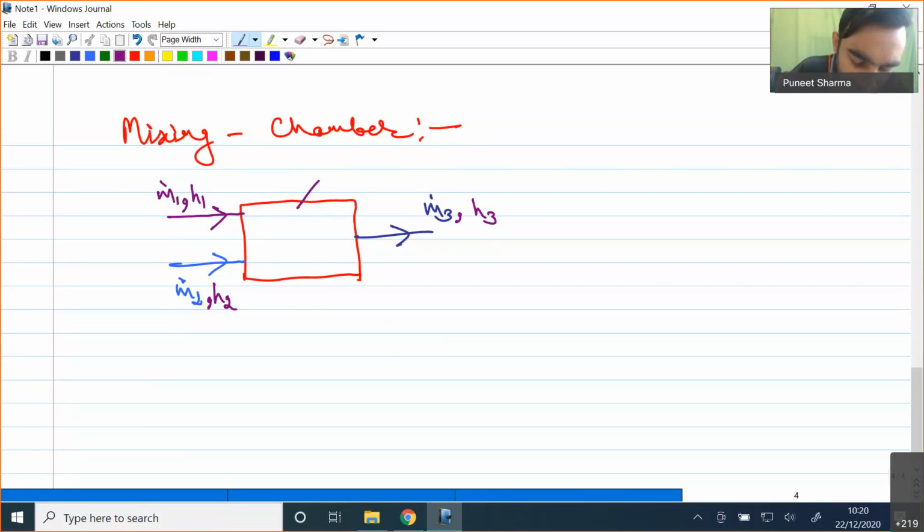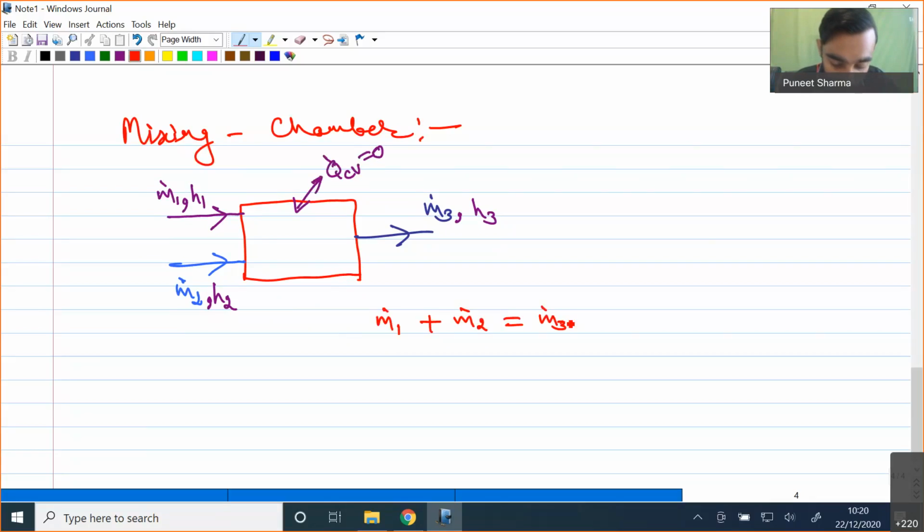Now, if I consider that the process inside this mixing chamber is completely adiabatic, it means across the boundary there is no heat interaction. In that case, first we have to apply the conservation of mass. Applying it, I find m1 dot plus m2 dot is equal to m3 dot. So my m3 dot is the summation of the mass flow rates coming into the control volume.